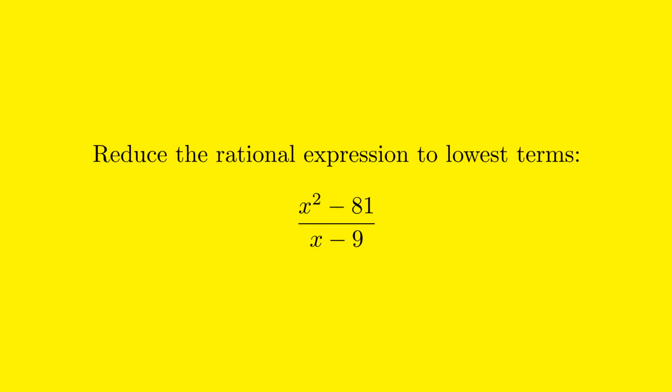Hello and welcome to our instructional video on reducing rational expressions to lowest terms. In this video, we will be focusing on simplifying the expression x squared minus 81 divided by x minus 9. This process involves identifying any common factors in the numerator and denominator, and then dividing both by the greatest common factor. Stay tuned as we walk through each step in detail. Let's get started.